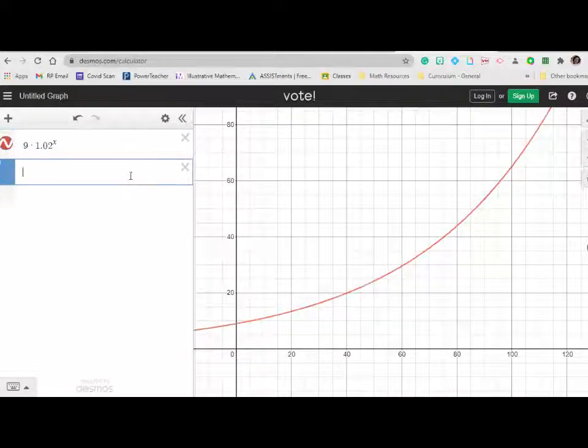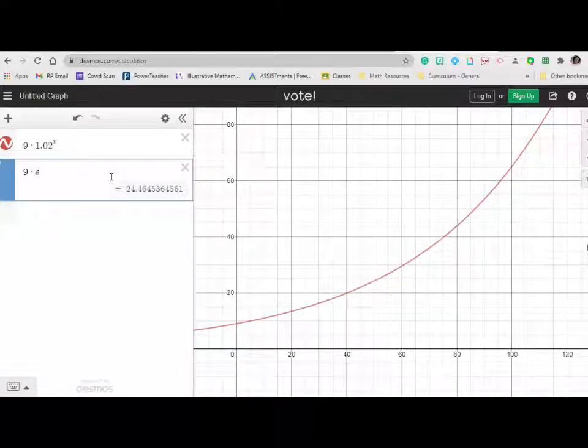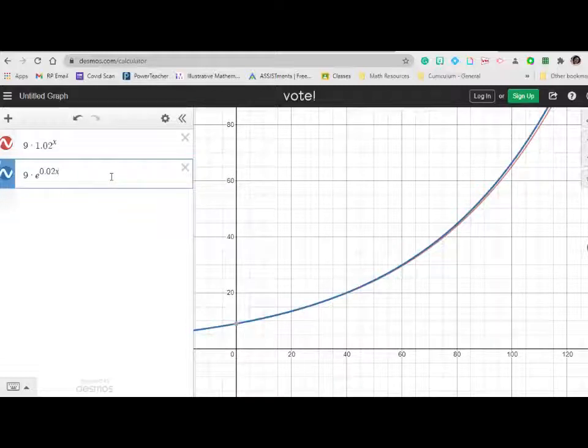Now we also want to compare it to a second equation, 9 times e, and I'm just typing in the letter e using my keyboard, and it knows that e is a value. I'm going to raise that up to 0.02x as my exponent. When I see that, I see it has graphed this blue line, and it's almost exactly on top of the red one. But up here it starts to get a little bit farther apart. So the farther we go, the farther apart it will be.